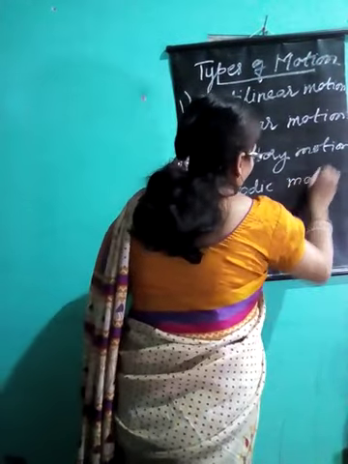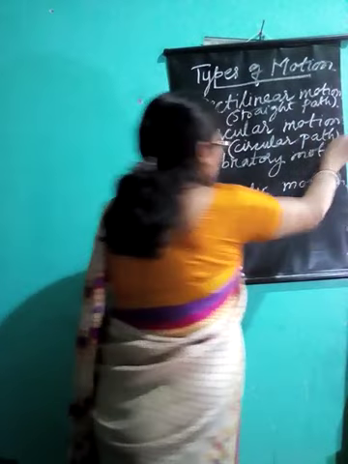What is rectilinear motion? Rectilinear motion is the motion in which an object moves along a straight path. When an object moves along a straight path, the motion is called rectilinear motion. Circular motion, when an object moves along a circular path, it is circular motion.